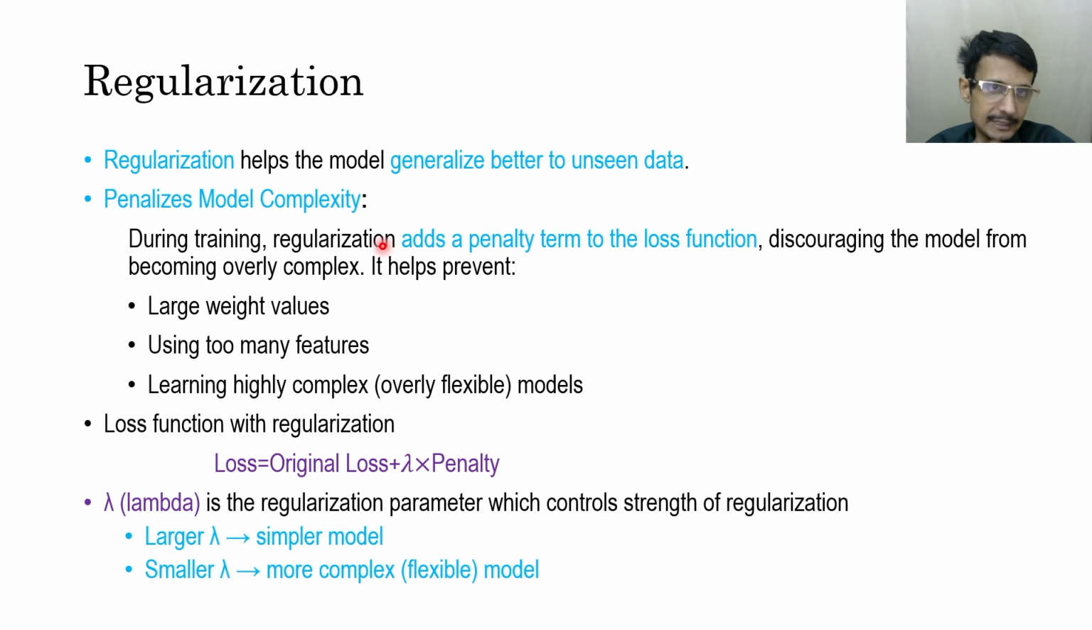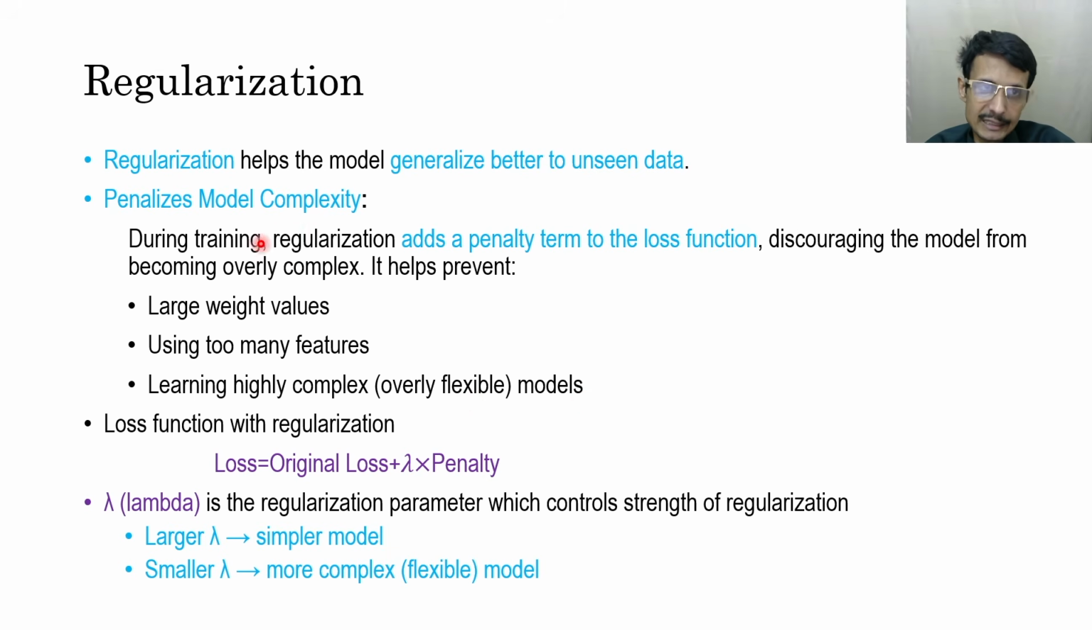Next comes regularization, another technique. Regularization helps the model to generalize better on unseen data. What does it basically do? It penalizes the model complexity. During training, regularization adds a penalty term to the loss function, discouraging the model from becoming overly complex, and it helps to prevent large weight values, using too many features, and learning highly complex or overly flexible models.